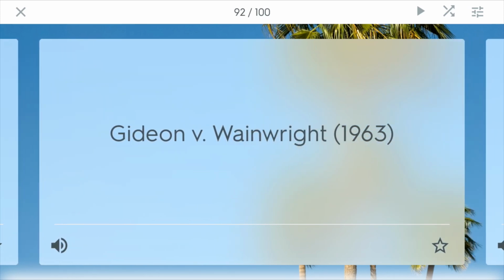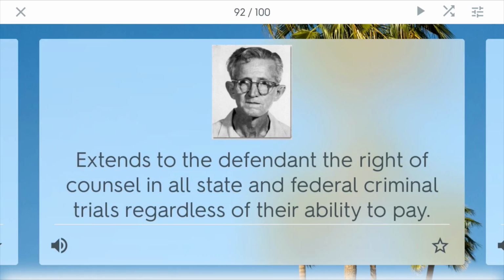In Gideon versus Wainwright, 1963, this case extends to the defendant the right of counsel in all state and federal criminal trials, regardless of their ability to pay. So this is in accordance with the Sixth Amendment. Gideon was arrested for burglary in Florida and sent to the state court, but was too poor to afford a lawyer. This ruling decided to assert the Sixth Amendment and also state that the court must appoint you a lawyer, even in state courts.